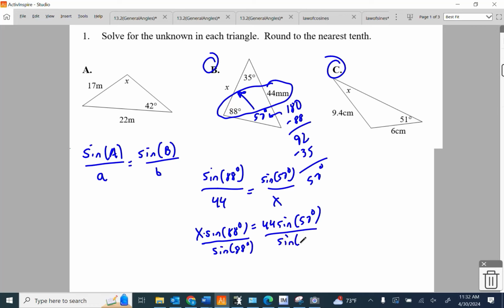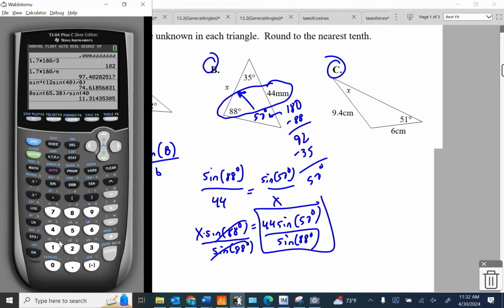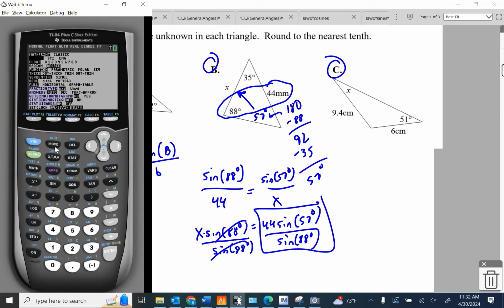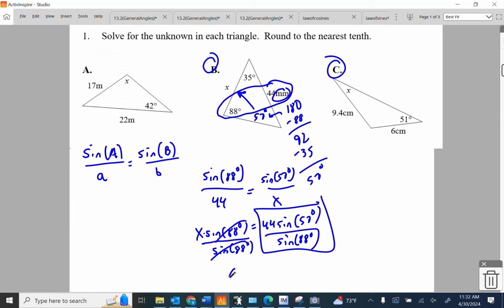Now, if you happen to take me in pre-calc, I don't show all this work. A pre-calc kid shouldn't need it. We kind of just jump to that, because if you're in pre-calc, you should be able to jump to that. So we got 44 sine 57 divided by the sine of 88. Make sure your calculator's in degree mode. I think I'm missing an 8 there. And the magic enter key, done. 36.92 degrees. Oh, no, not degrees, millimeters. That's the side length.